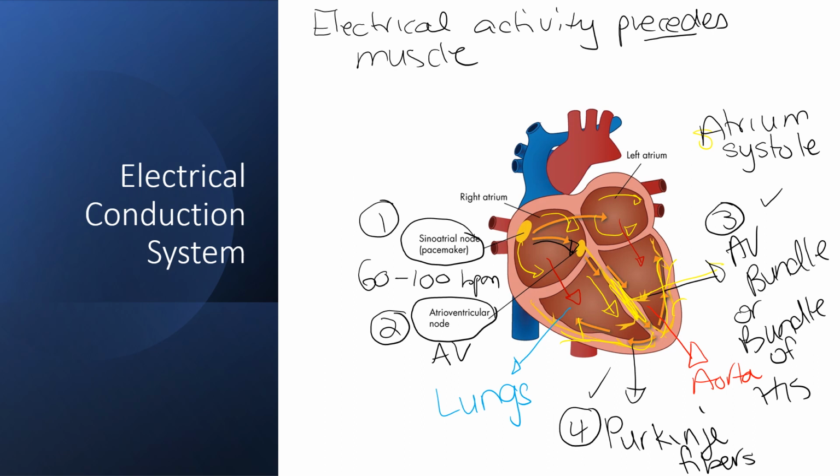So the point to look at is that this electrical conduction system must work, because without electrical activity, we don't have muscle activity. The heart will not be able to contract. So the myocardium, or the muscle of the heart, relies on this electrical conduction system, on your SA node, your AV node, the AV bundle, and the Purkinje fiber, in order for the muscles to contract.